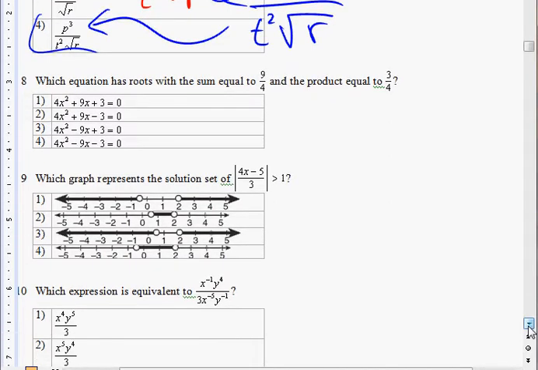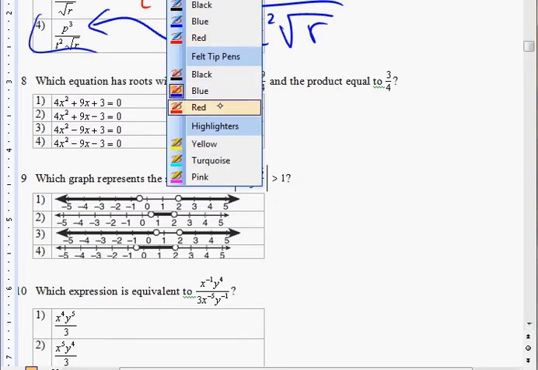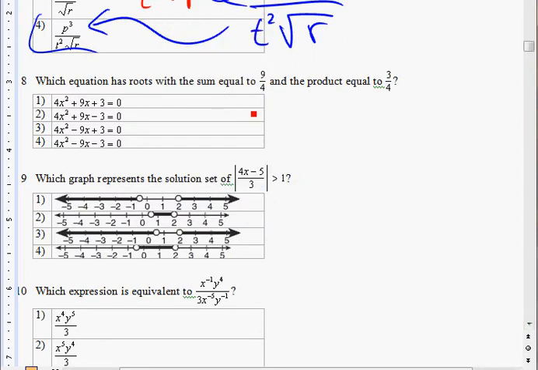It says which equation has roots where the sum equals 9/4 and the product is equal to 3/4. For us to solve this question, we actually need to know the formulas for the sum and product of roots. Sum of roots is negative b over a. And the product of the roots, the formula is c over a. You've got to memorize this for the Regents. They would not have this on the formula sheet, so make a note of it somewhere and keep repeating or writing it until you remember it.